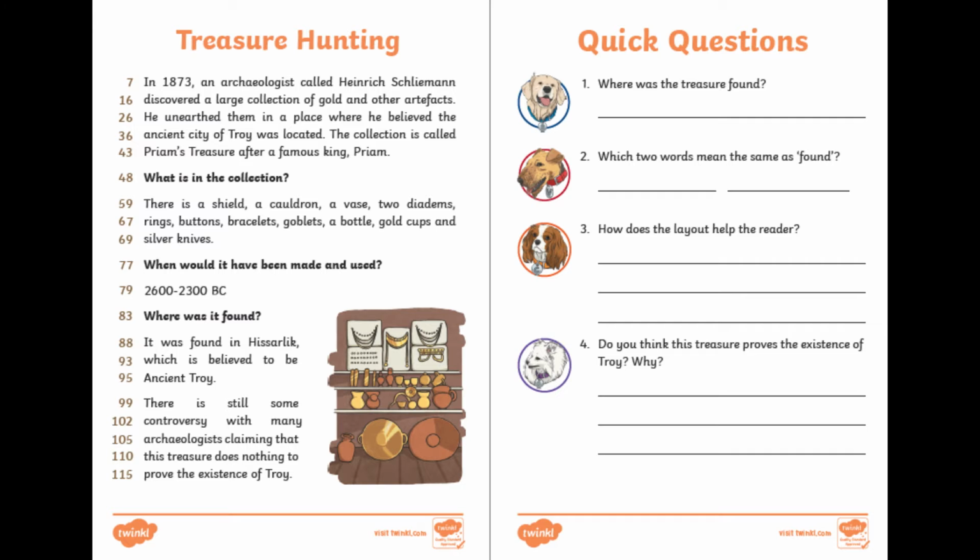Treasure hunting. In 1873, an archaeologist called Heinrich Schliemann discovered a large collection of gold and other artifacts. He unearthed them in a place where he believed the ancient city of Troy was located. The collection is called Priam's treasure, after a famous king, Priam. What is in the collection? There is a shield, a cauldron, a vase, 2 diadems, rings, buttons, bracelets, goblets, a bottle, gold cups, and silver knives. When would it have been made and used?